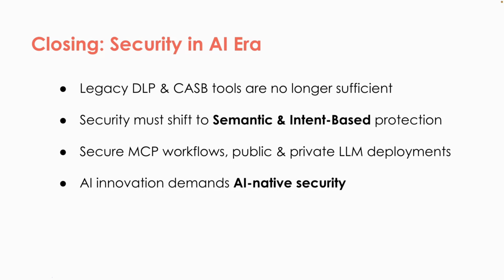So that wraps up our 3-part series on AI security. We covered how legacy data protection tools are not sufficient in the AI era as we shift from semantic to intent-based security. We explored securing MCP client workflows and protecting both public as well as private LLM deployments. AI innovation must be matched with AI native security, and this is where Zscaler AI Guard plays a critical role. It's a high-fidelity AI runtime protection solution that delivers end-to-end inline visibility and control across AI apps, agents, and LLMs, blocking threats in real time. Built to secure AI enterprise applications, it enables organizations to adopt AI with confidence.